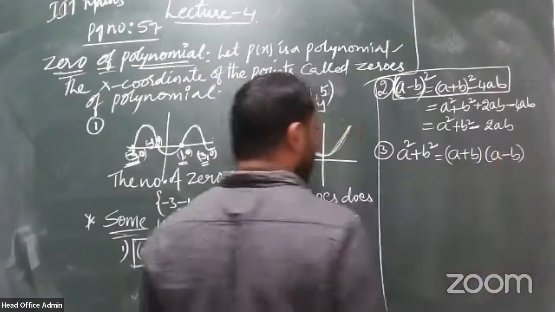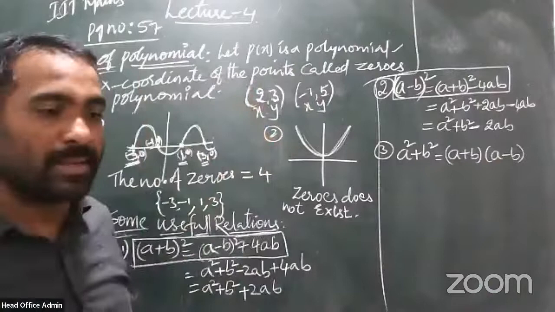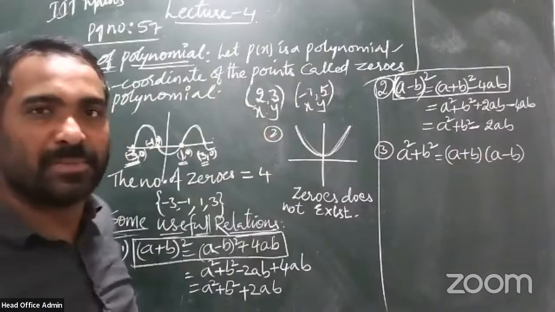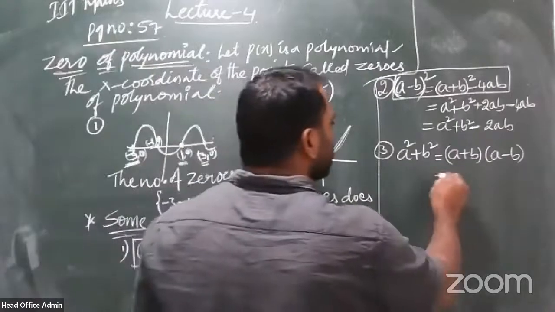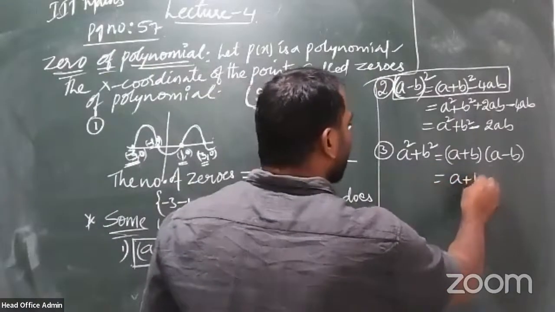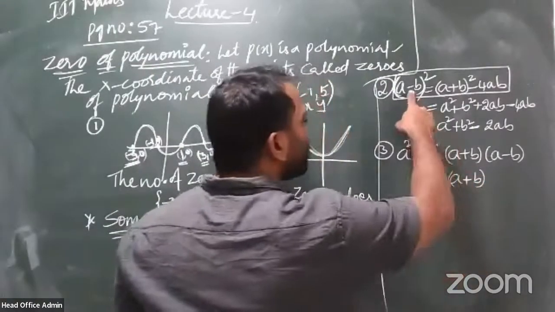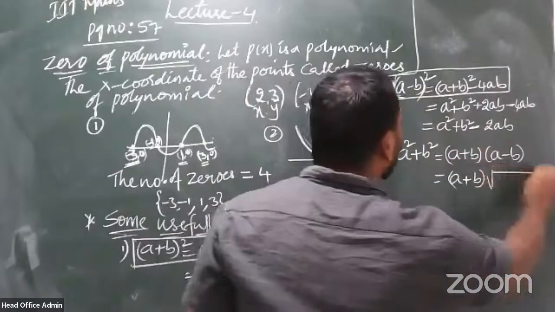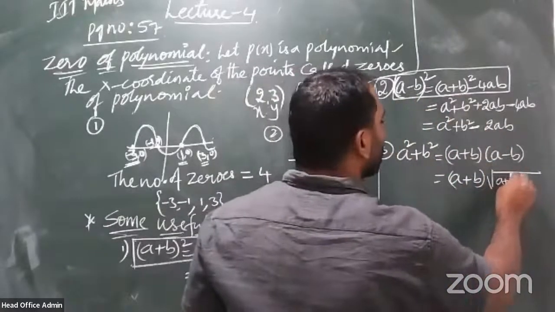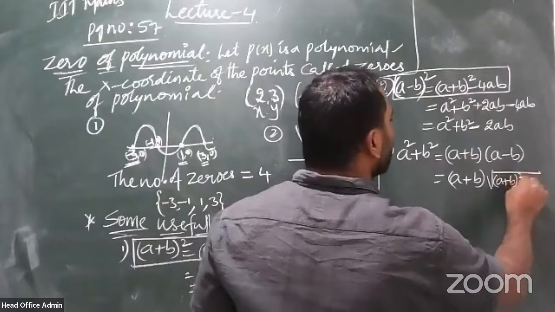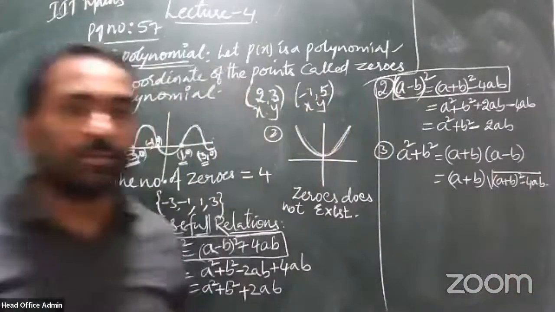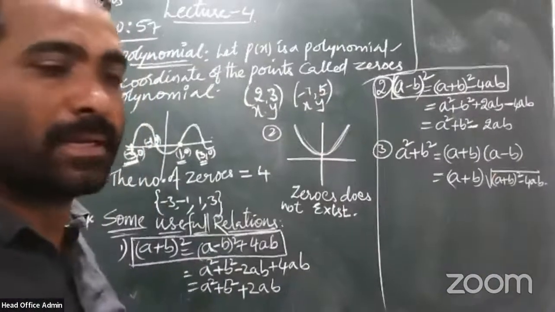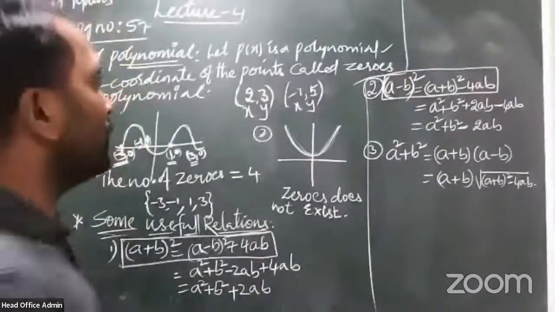Oh, many things we can write. (a plus b) into (a minus b) is a square minus b square, you know. So we can write this (a plus b) into, what is a minus b? We can write under root of (a plus b) whole square minus 4ab. Can I write? Observe it a little.